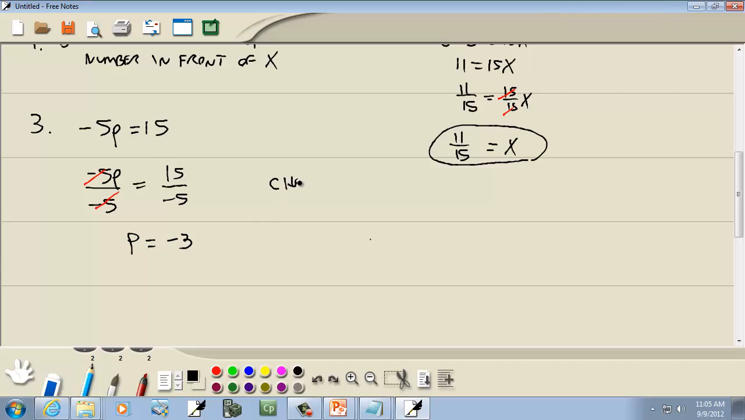Now let me start checking it. Checking it, you take the negative 3 and you put it up in your original equation. So where the p is, I'll put in a negative 3. And at this point, this is not an equals, it's a question mark. We're wondering if it's equal. Well, negative 5 times negative 3 is 15. And if both these equal, then it checks.